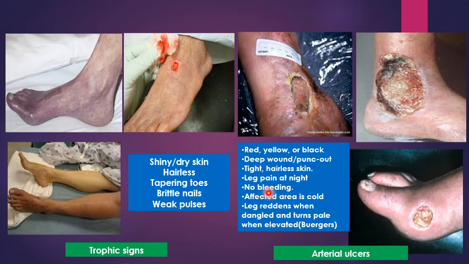The toes are tapering. There is leg pain at night. Usually they have pain even at rest, especially at night, which prevents the patient's sleep. Rarely is there bleeding, because there's not much blood supply. The affected area is cold and maybe clammy. The leg reddens when dependent and turns pale when elevated. This will be the sign. So this picture summarizes the clinical features of chronic arterial disease.